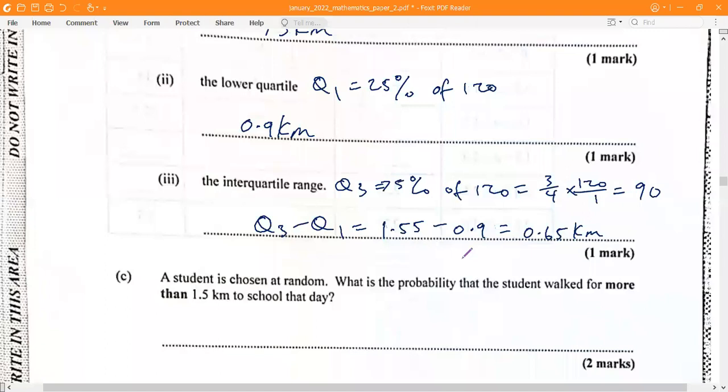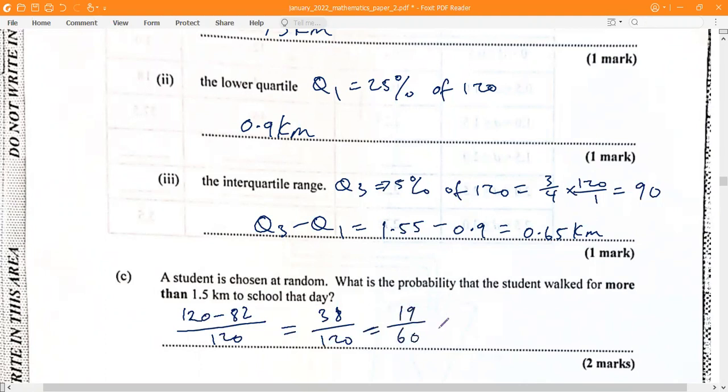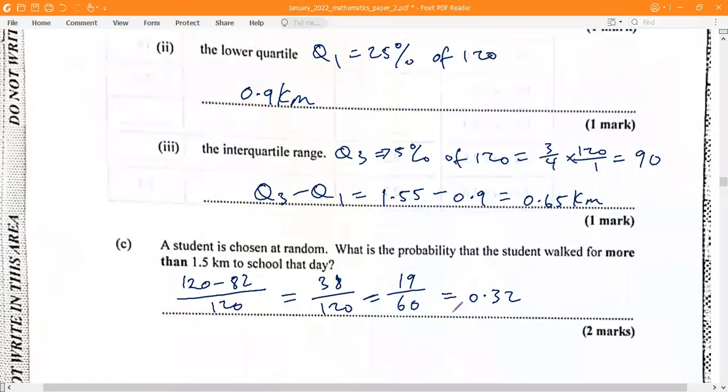But they ask for more than 1.5 kilometers. So we have to say the total number of students, 120 minus the 82, divided by the total amount of students. And that will give our probability. So 38 divided by 120, we can simplify this. 2 into 38 is 19, 2 into 120 is 60. 19 over 60 is the answer. It can also be written as a decimal to 2 places. 0.32 is the probability.